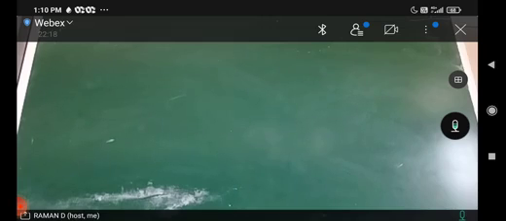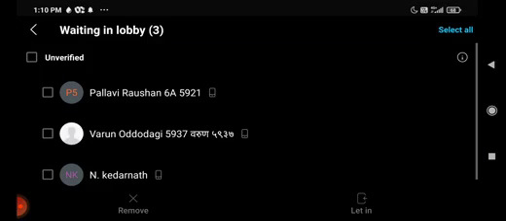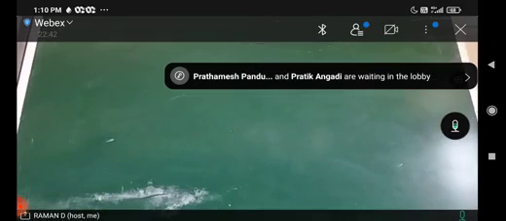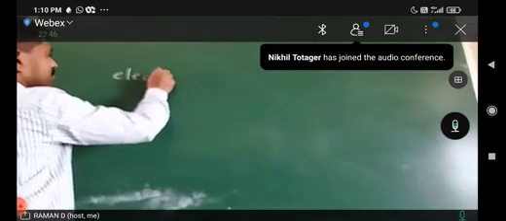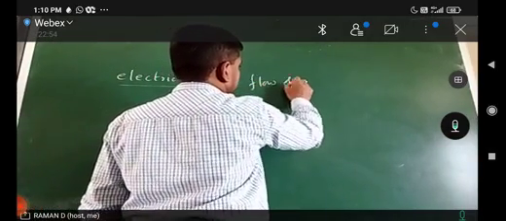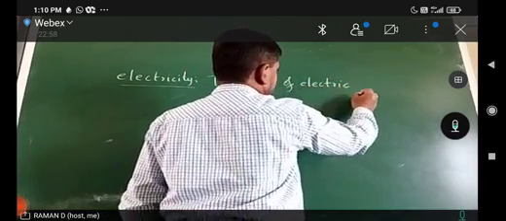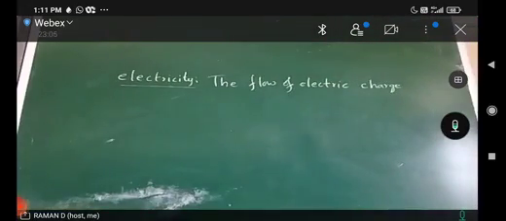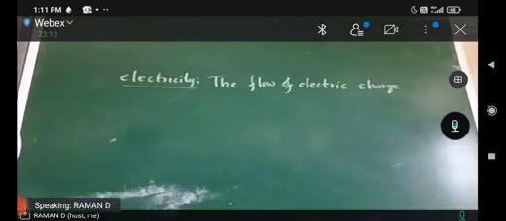Electricity and circuits. What is electricity? The flow of electric charge is known as electricity, and this electricity provides power.